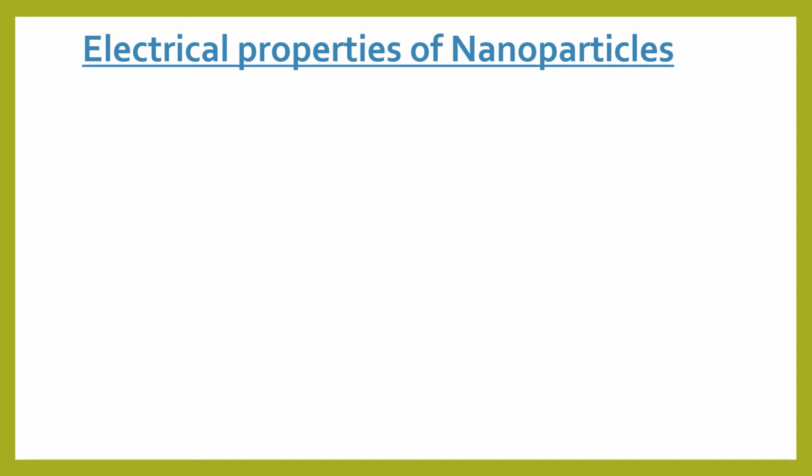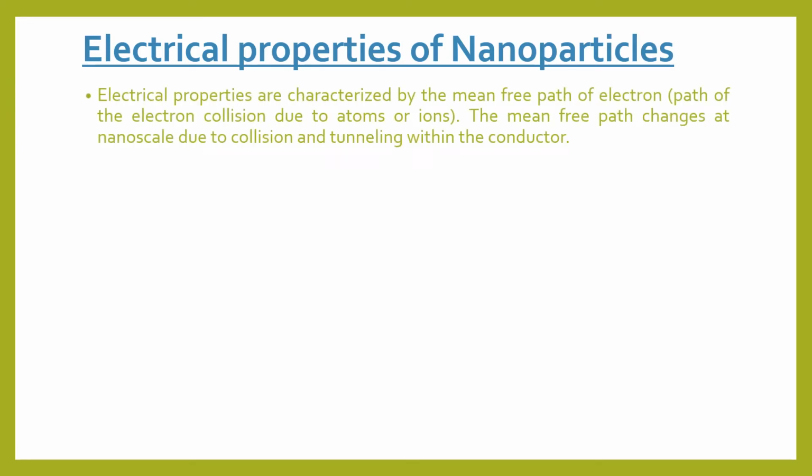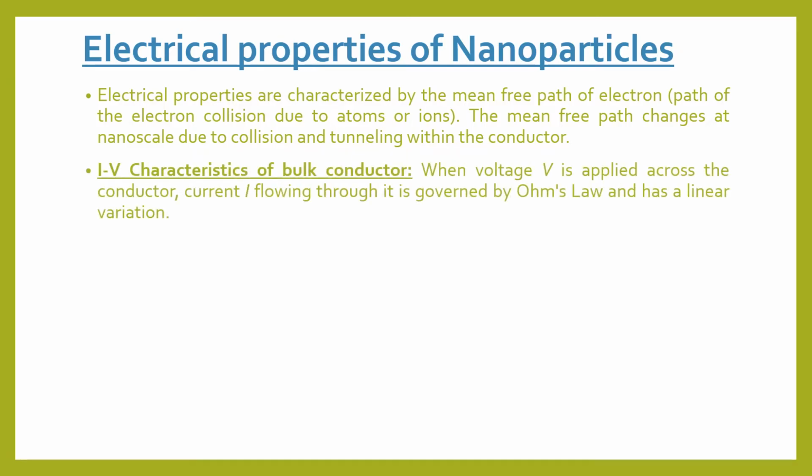Next property is electrical property. In electrical property, we'll see the electrical properties are characterized by the mean free path of electron. The mean free path changes at the nanoscale due to collision and tunneling within the conductor. So inside the conductor, we observe sometimes there is a collision between the charge as well as tunneling within that conductor. IV characteristic of bulk conductor, that is, IV characteristic means current and voltage.